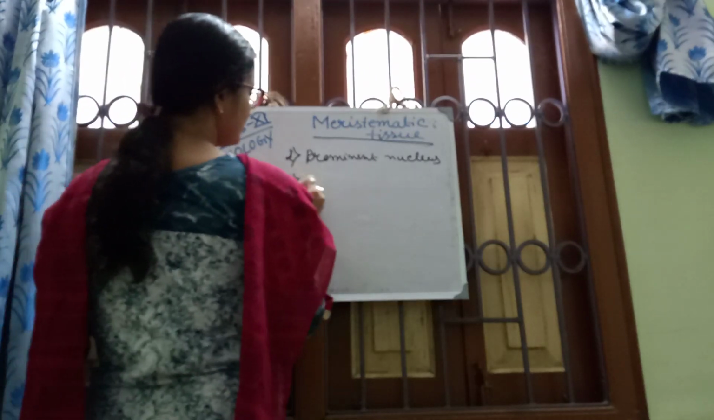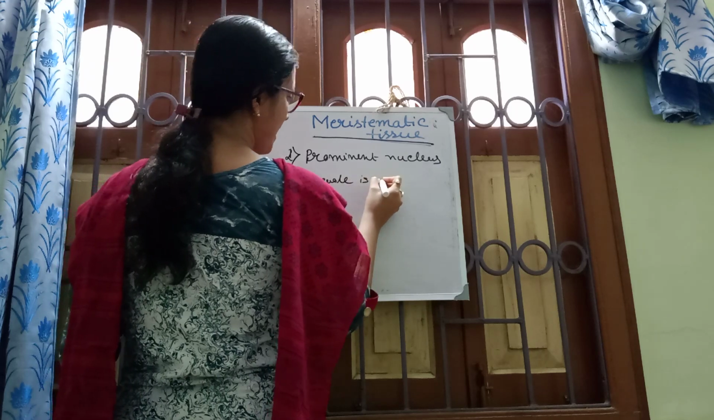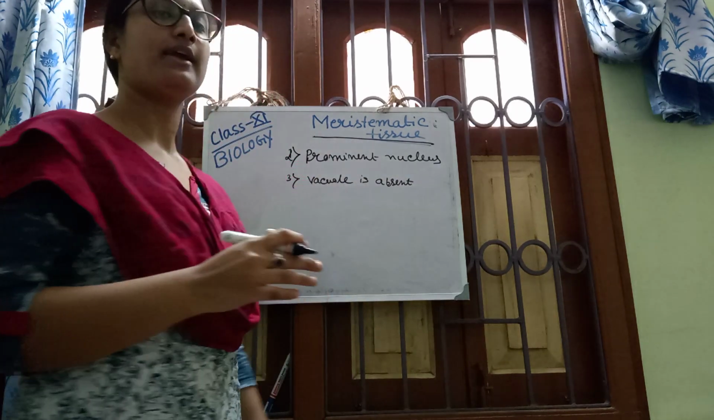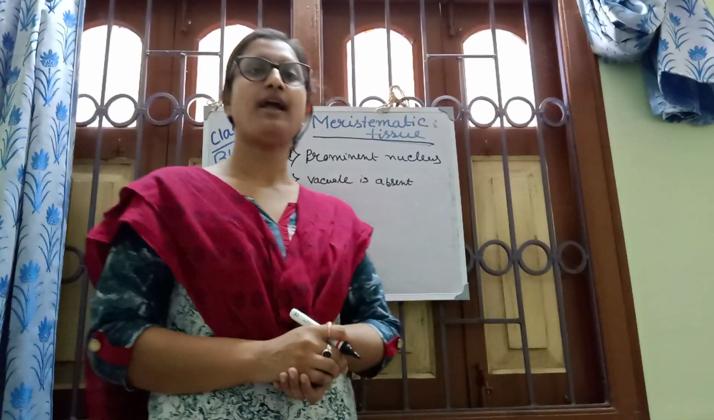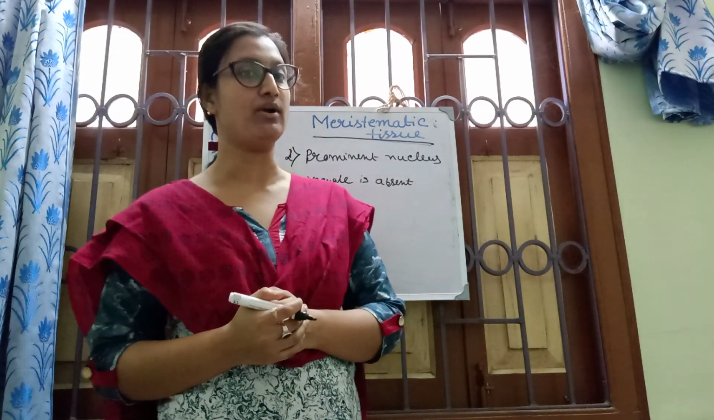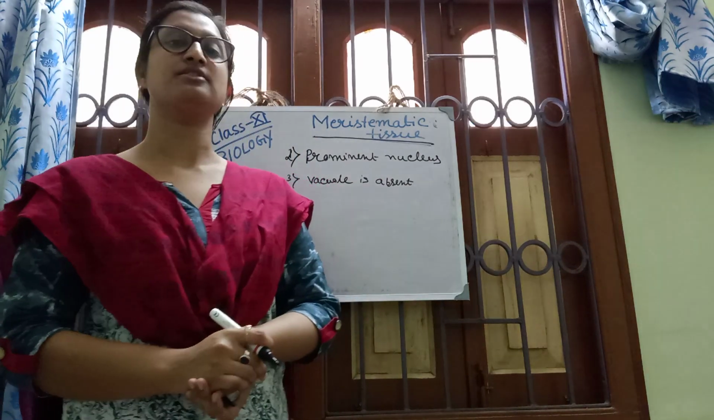Naturally, the vacuole is absent, but when the meristematic cell elongates, the vacuole will be formed. The cytoskeleton is absent. The cell wall is the primary cell wall. These are, in general, the characteristics of meristematic tissue.